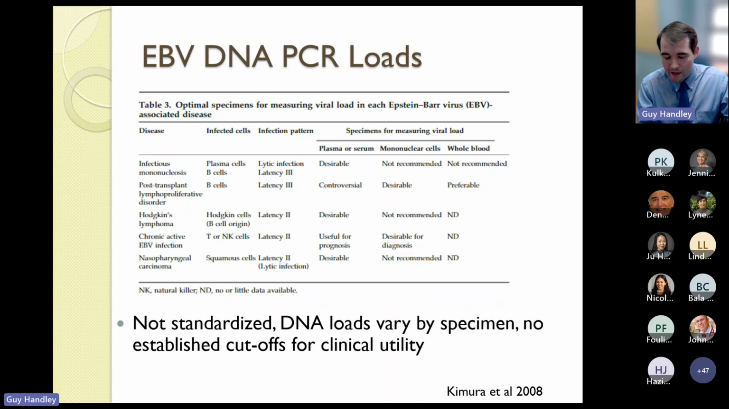If I send this test off to ARUP or Viracor or Moffitt, I may get 3 different copies per ml, and we're just now starting to establish international units like we have with CMV, but it's still not standardized in terms of which sample we send or what DNA threshold matters or how to interpret it from lab to lab. And then certainly even beyond that, there's the clinical utility for when I can take an action based off of a level.